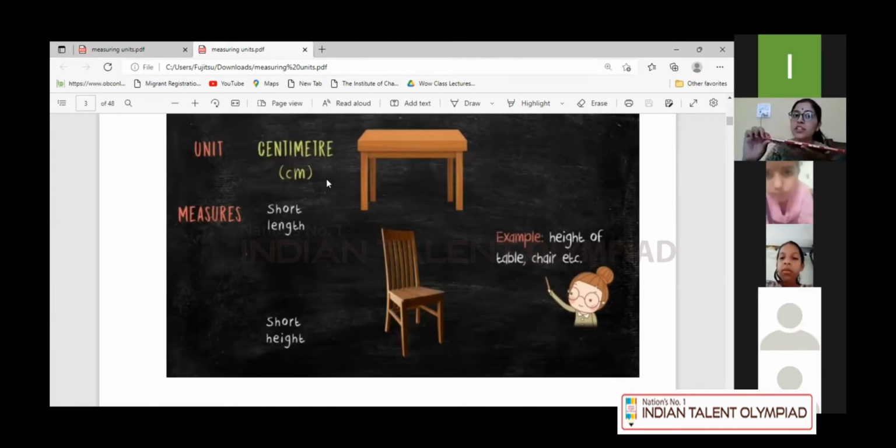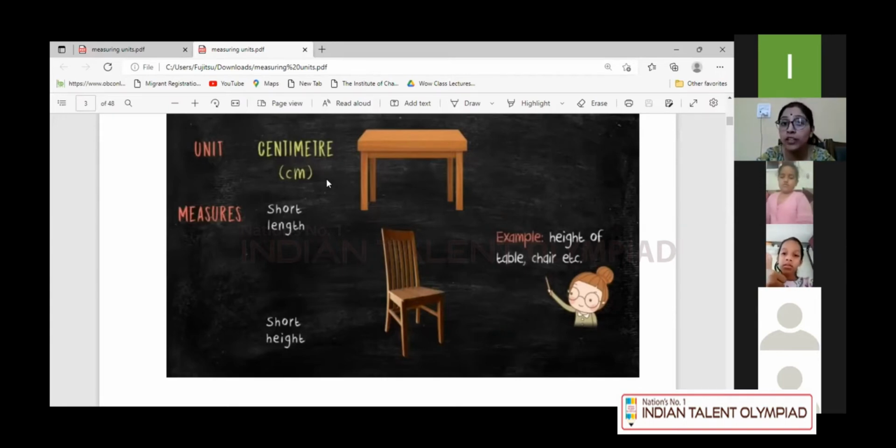Millimeter is used for the thickness of this paper. Measure this thickness, okay? And centimeter is used for short length. This is not big. This is a short length, so we can measure it in centimeter. Understood? And short height means suppose I have a chair or something. So you have to measure the height. Yes or no? And somebody's height is also measured in centimeter, right?